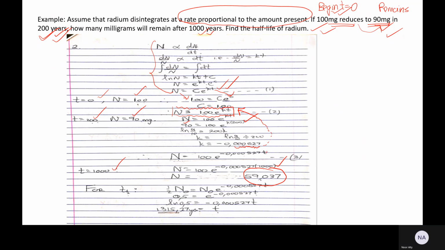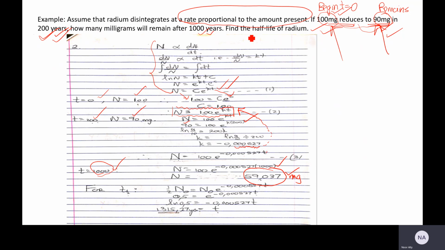That's why nuclear explosions and anything of that nature is really something that we should try and avoid. We started with 100 milligrams, reducing to 90 milligrams. And that took how many years? 200 years. After 1,000 years, 59 milligrams still remain. And they are disintegrating, giving off the deadly rays.